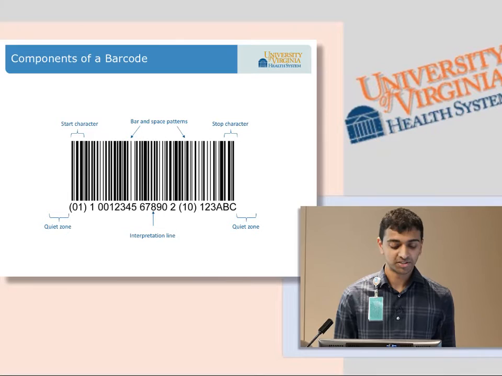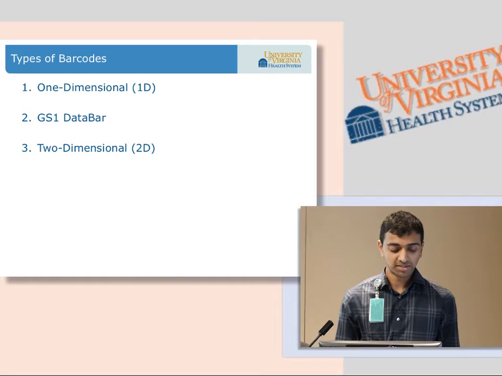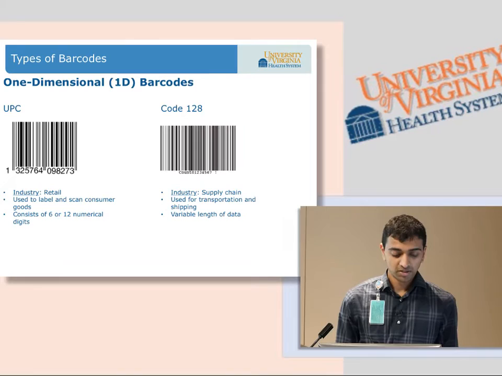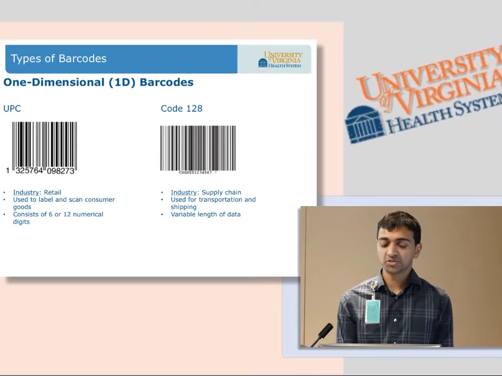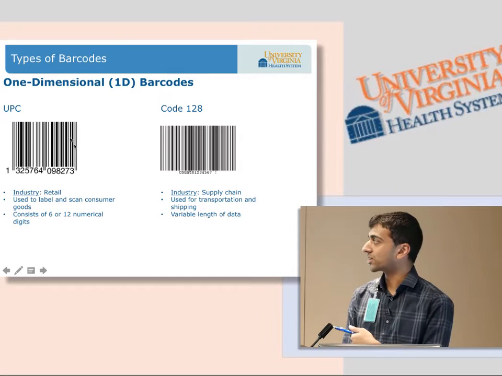So going briefly into the types of different barcodes, these are just some of the more common ones. There's the one-dimensional, GS1 DataBar, and two-dimensional. Going into the one-dimensional, these are our classic barcodes, which I'm sure you've commonly seen. They're used a lot in transportation, shipping, and packaging. So whether it be those products that we see in the retail setting or in the grocery store, or the actual physical boxes of meds that we see in the pharmacy, say like a 12-pack box of Zosyn vials, you'll generally see this UPC type of barcode on the outer packaging.